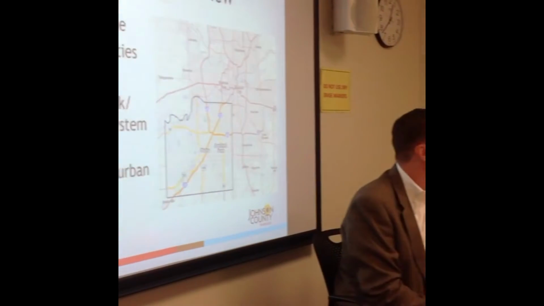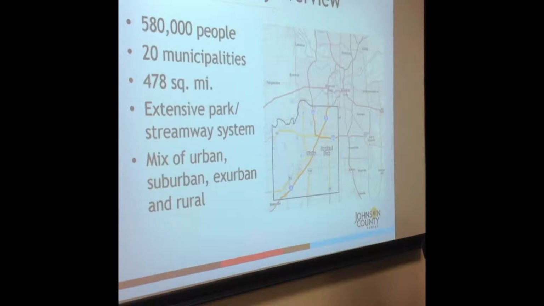So very briefly, Johnson County is in the southwest quadrant of the Kansas City metropolitan area. We have about 580,000 people currently. We have 20 municipalities within the county, and that's important because that means there are a lot of jurisdictional boundaries and a lot of different agencies involved in work that relates to Zika. We have 478 square miles, so it's a fairly large county.